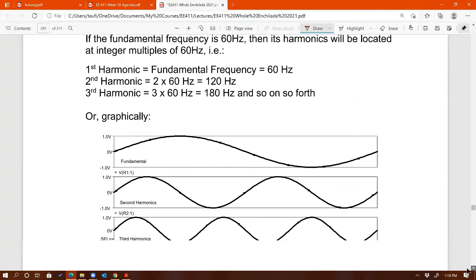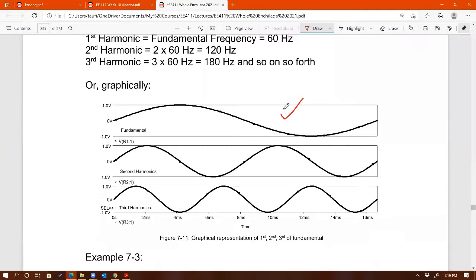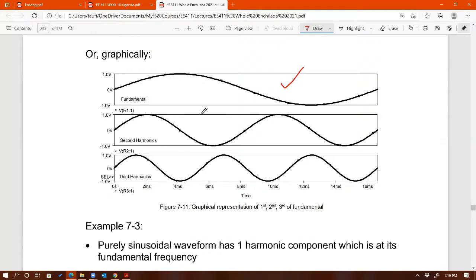Or graphically, if I draw with respect to time, the fundamental component is 60 hertz, then the second harmonic will be faster, twice as fast as the fundamental component. And the third harmonic will be 3 times as fast as the fundamental component. But each of these are sine waves. Don't forget, each one of these harmonic components corresponds to a sine wave at the harmonic frequency.